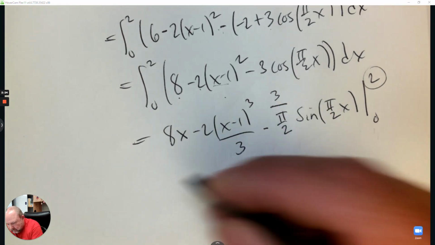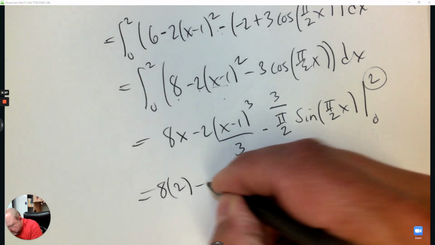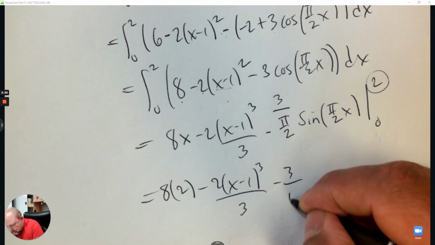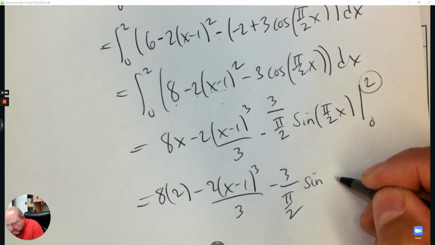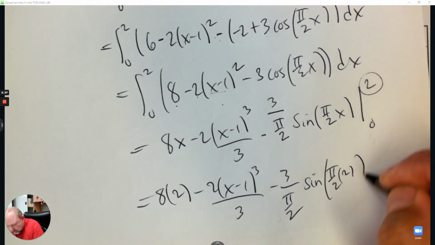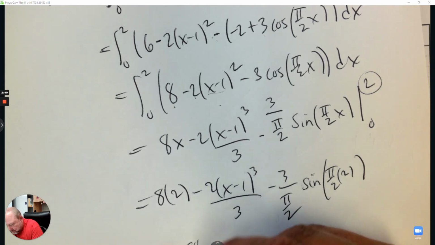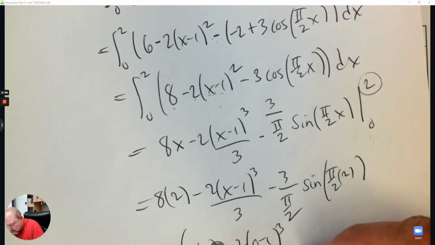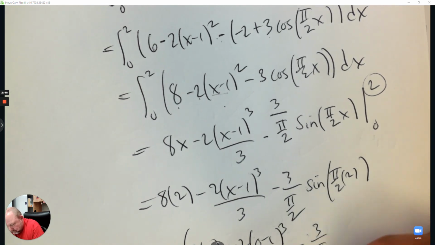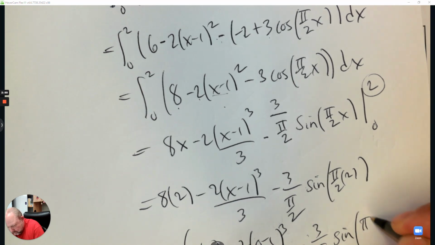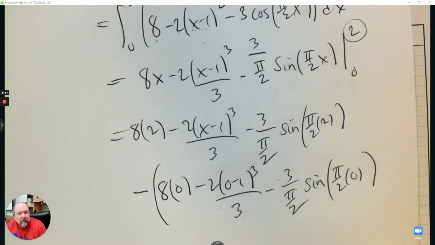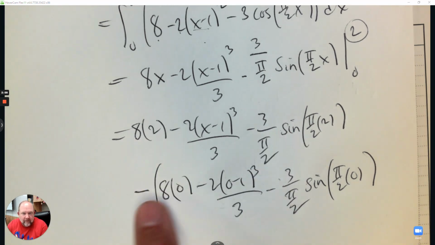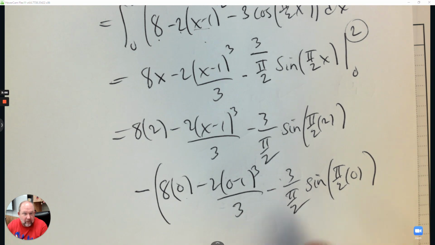And then plug in 2. And then subtract and plug in 0. Don't assume this answer will be 0 when you plug in 0. It won't be. So plug in 2 and then subtract and then parentheses and then plug in 0. And that is the area.